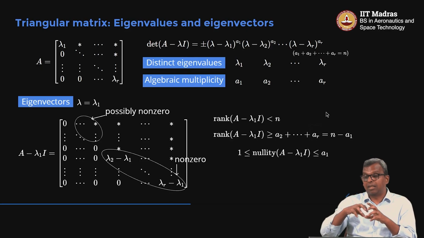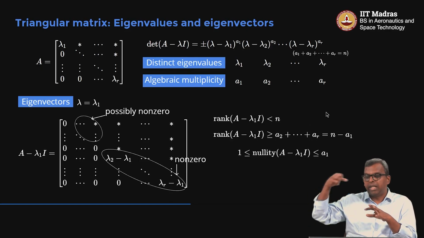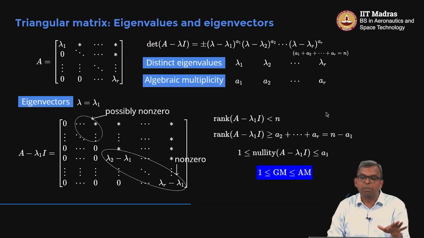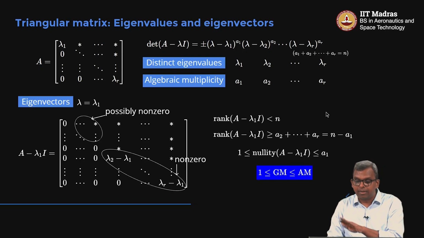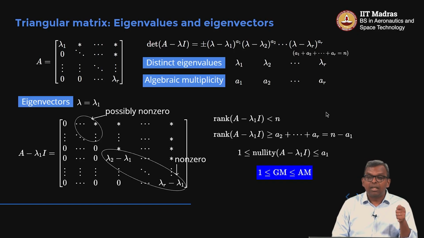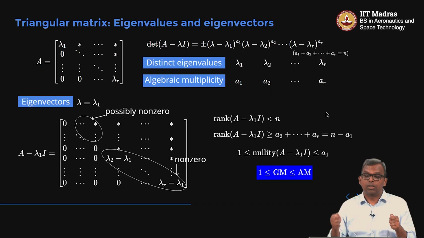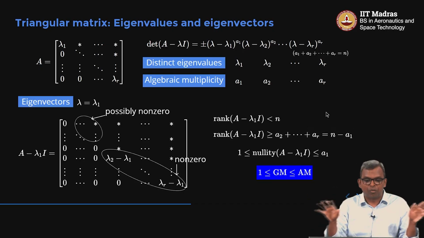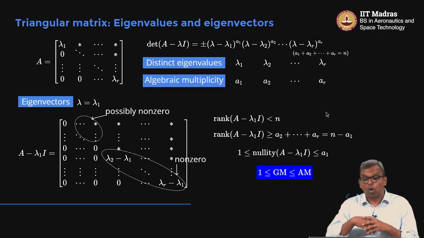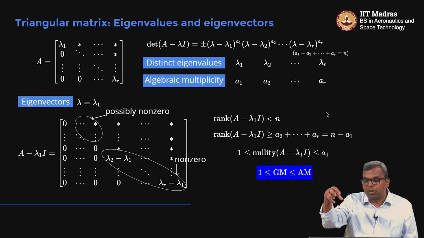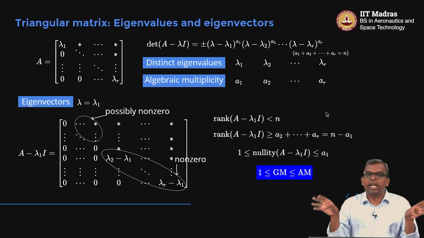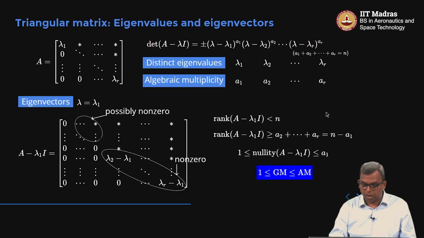On the other side, the rank is at least n minus A1, which means the nullity can be at most A1. So, what we have shown for a triangular matrix right now, we will generalize it later, is this very simple and important property: the geometric multiplicity lies between 1 and the algebraic multiplicity. Okay. So, this is a fact which holds for all matrices. I have proved it only for the triangular matrix here. Later on, we will prove it for the general case. It holds true for all matrices that whatever algebraic multiplicity you have, your geometric multiplicity has to lie between 1 and the algebraic multiplicity. It cannot take any other value outside of it. Okay. So, it is an important result.